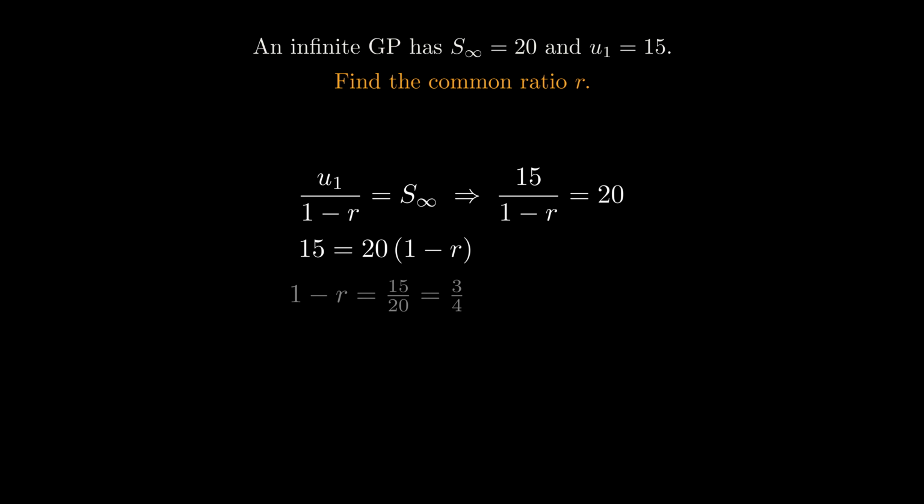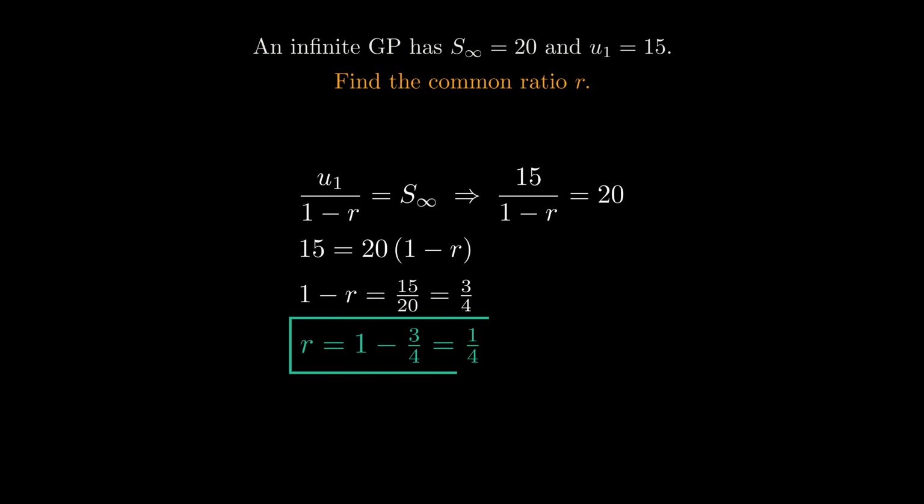So r is 1 minus 3/4, 1/4, and a quick sanity check. The absolute value of a quarter is less than 1. So this series really does have a sum to infinity. Answer: r equals 1/4. Part 3. And this is where the sum to infinity earns its keep. Write the recurring decimal 0.1818, repeating, as an exact fraction.